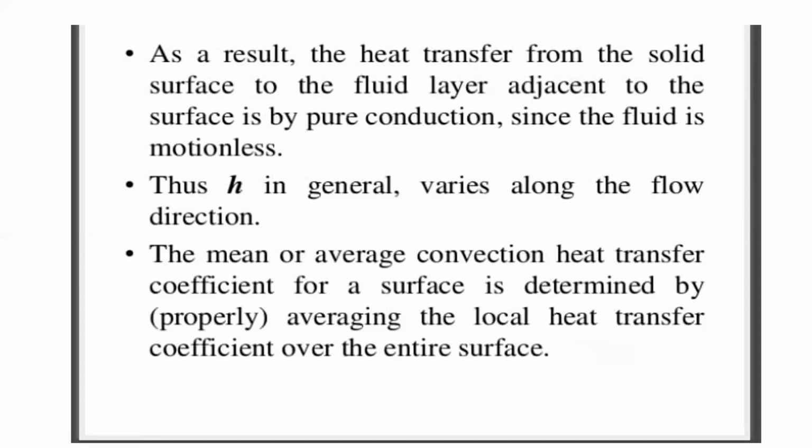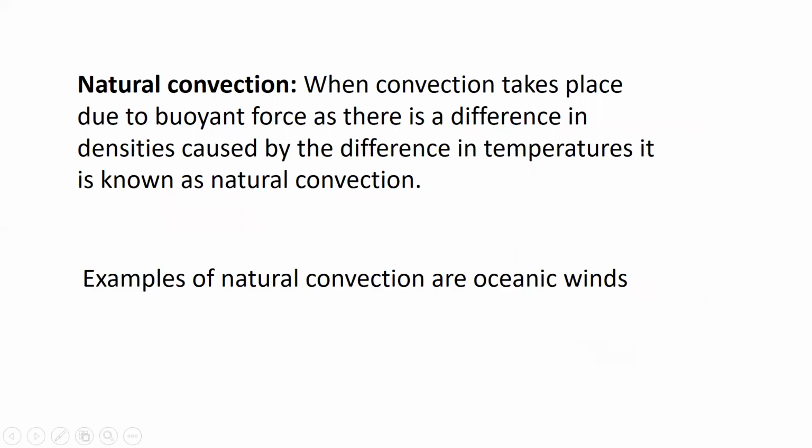So here, H in general varies along the flow direction. So the H value will keep on varying. The mean or average convective heat transfer coefficient for a surface is determined by averaging the local heat transfer coefficient over the entire surface. So we are taking the average convection heat transfer over the complete surface from the beginning to the end. We take the average of it, and we call it the average heat transfer coefficient for the entire surface. So in the next slide, we are writing the definition of natural convection.